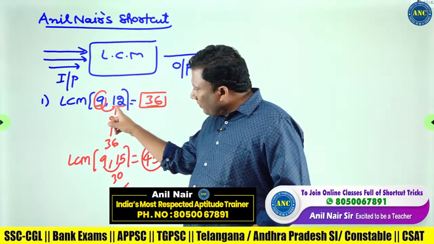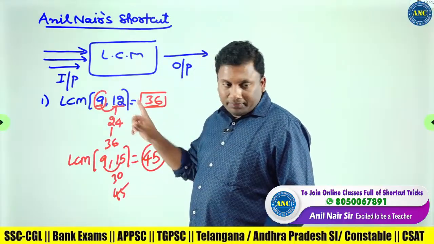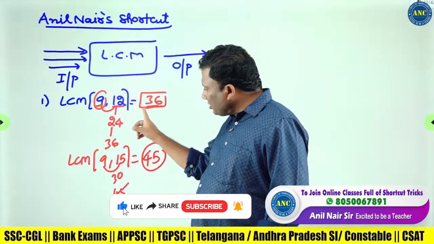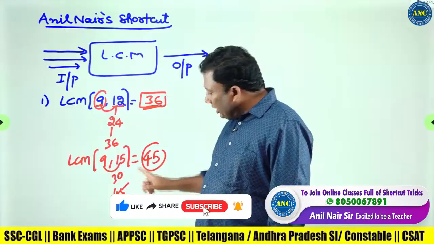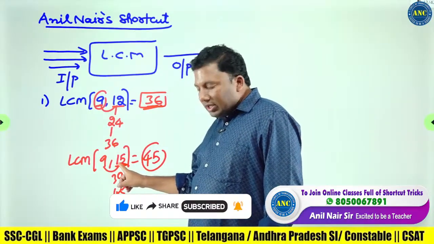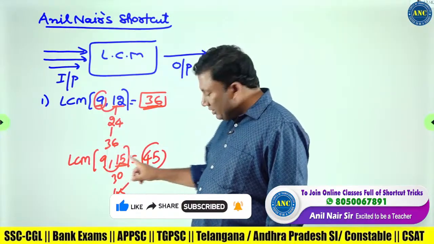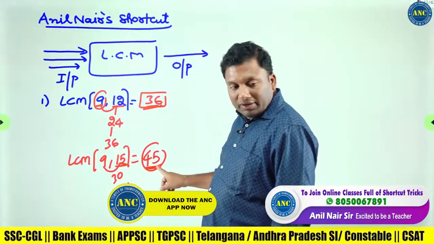Input one number, 12 is divisible by 4. Answer also it is divisible by 4. Input one number, it is divisible by 5. Answer also it is divisible by 5.